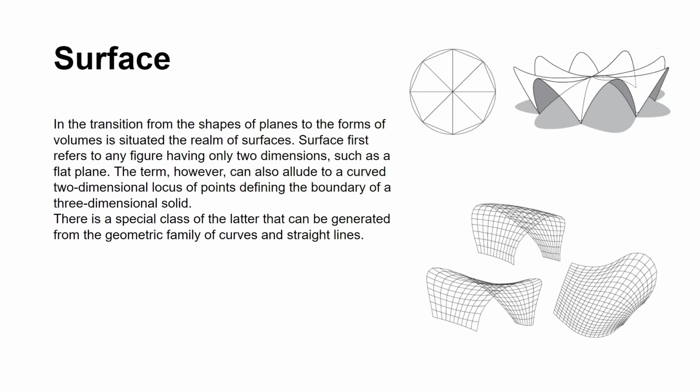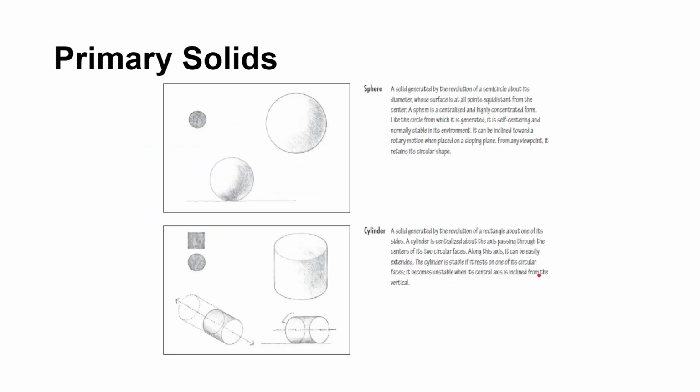There is a special class of surfaces that can be generated from a geometric family of curves and straight lines. Usually in architecture, in design, and in product design, there is this design which is parametric, where you have certain forms that can be varied through a single plane. These are examples of parametric design that hopefully we can deal with in the following discussions.